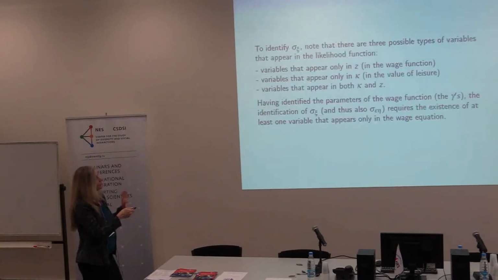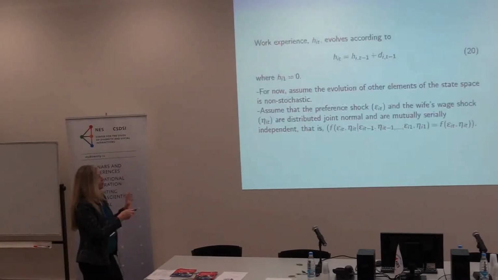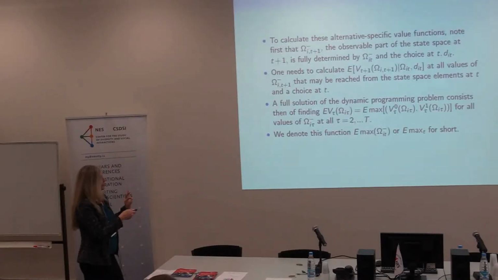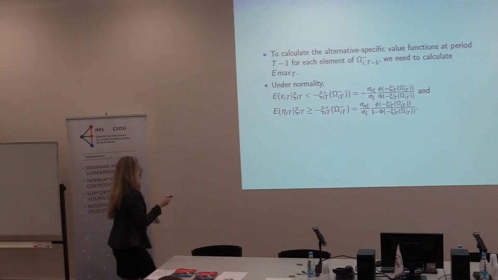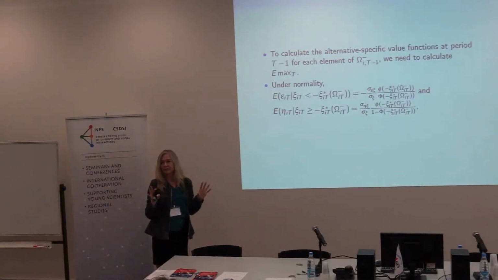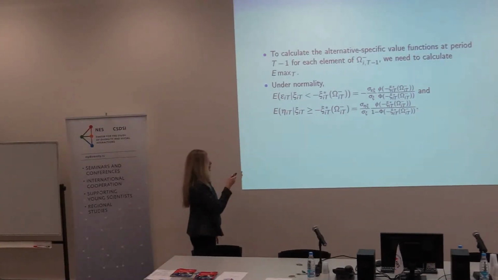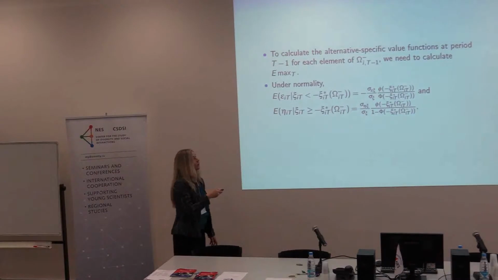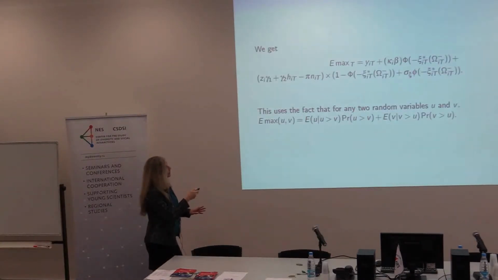Because they're normally distributed, we actually have closed form expressions for those expectations. In a more complicated model, you usually don't have closed form, so it's usually done with simulation methods, but for the normal distribution, you actually have a closed form expression. So if you write out what these Emaxes are, this is the Emax t. So for t minus 1, you need the Emax t, right? And this is actually the expression, there's a closed form for it.